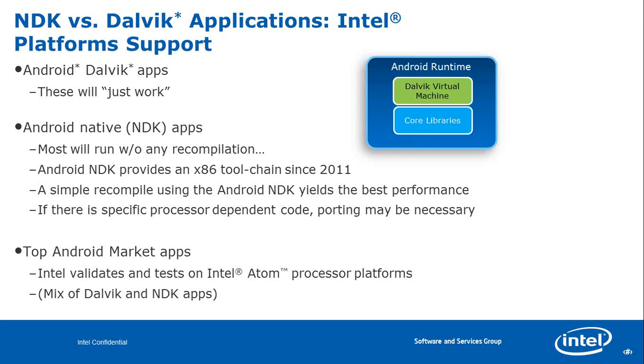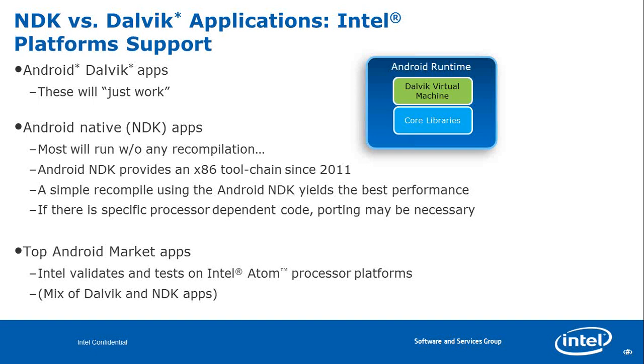And some may require a small recompilation, which will actually yield you the best performance. It's not actually for porting your application to NDK, it's more about yielding better performance on x86. That may require a simple recompilation. And if there is any processor-specific code dependency, for example, code which is hard coded for any non-Intel platform, then porting might be necessary, where you have to convert those into x86 compatibility.